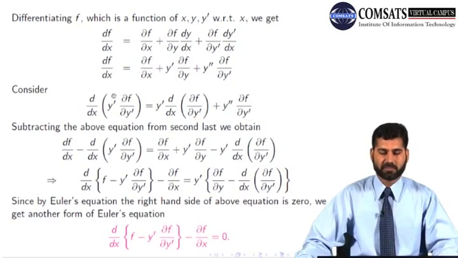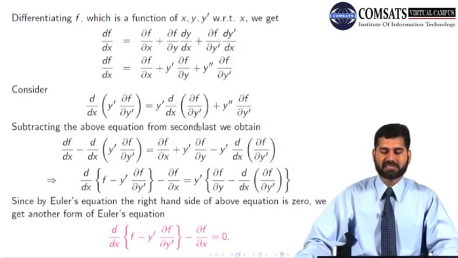Now consider d by dx of y prime times partial f by partial y prime. You see here, we are considering the second term. We want to differentiate it again with respect to x. So here I can use the product rule. Y prime as it is, d by dx of partial f by partial y prime. Similarly, partial f by partial y prime as it is, and the derivative of y prime is y double prime. All right.